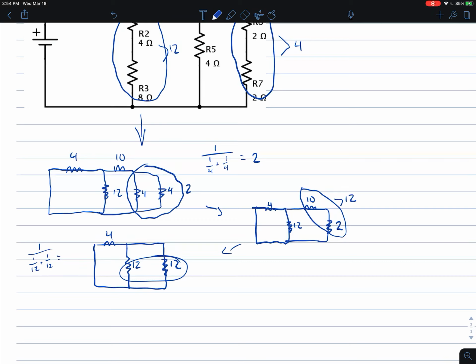1 over 12 plus 1 over 12, and this gives you 6. So you can see that these two together are 6. So once again, you can redraw it here. It makes it a little easier to draw. So you get 4 here and 6 there. And then you can see these are pretty much in parallel, giving you an answer of 10.